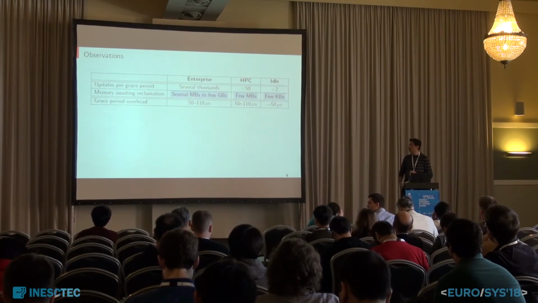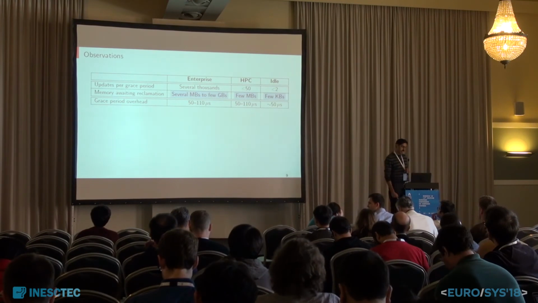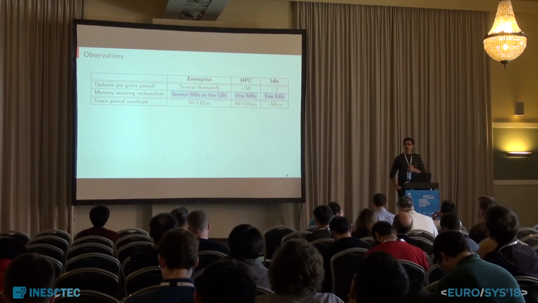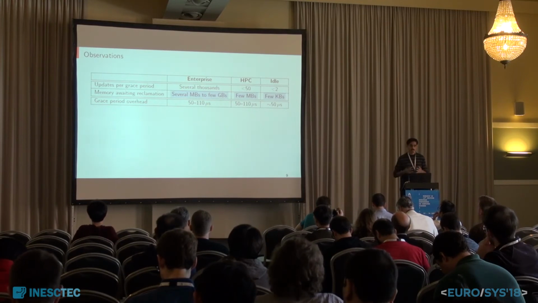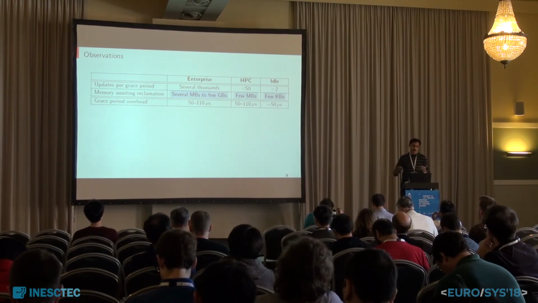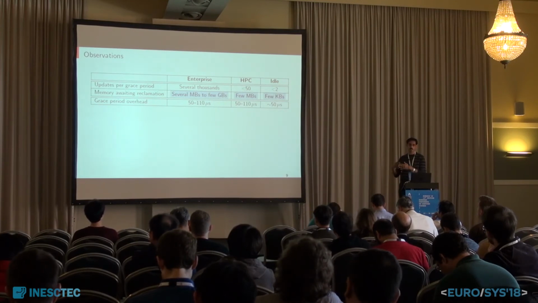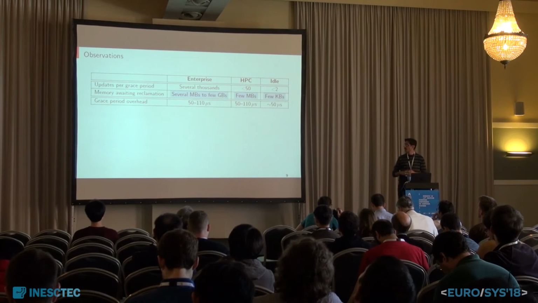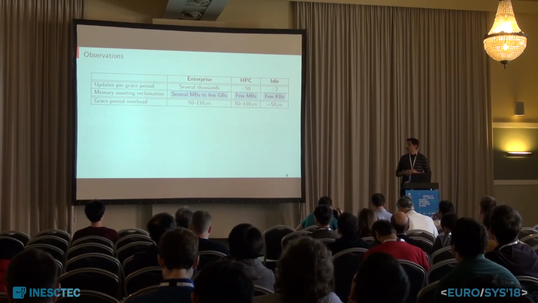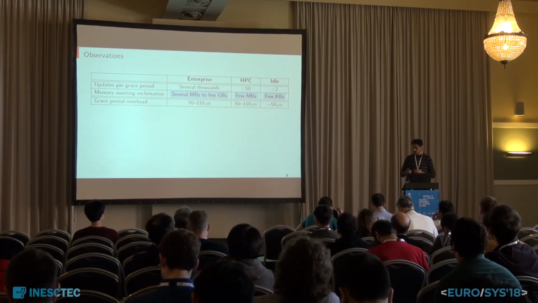So we have a couple of observations which I have made. For enterprise workloads, we have seen that the amount of memory waiting for reclamation varies from several MBs to a few GBs. In HPC, it's only a few MBs, and when the system is idle, sometimes it's a few KBs or sometimes a few bytes. But the grace period overhead is constant because it depends on the number of CPUs. It remains at almost around 50 microseconds for all these environments.